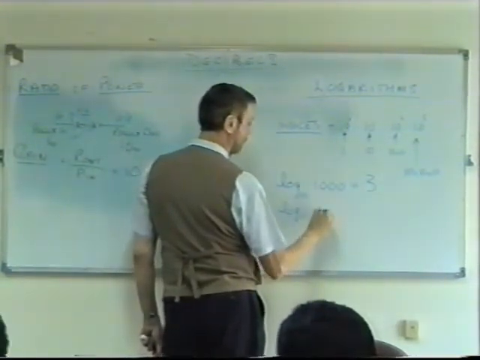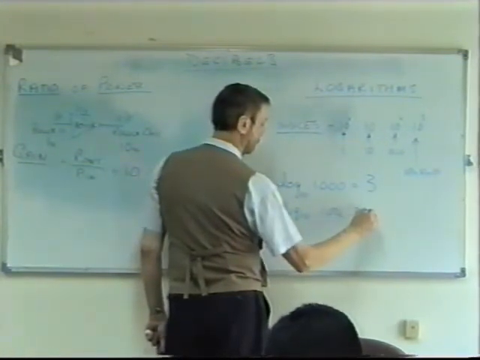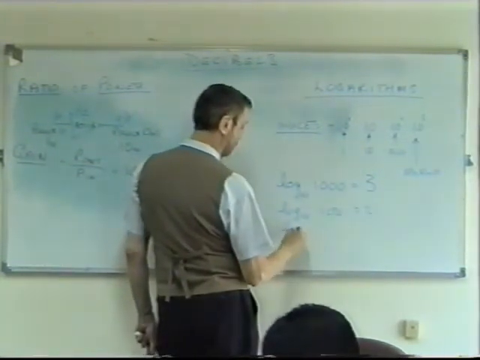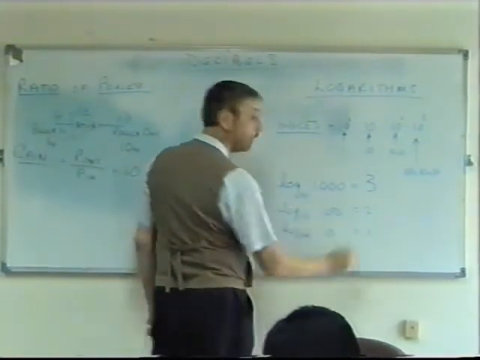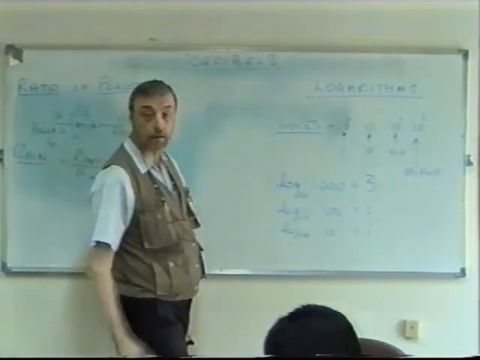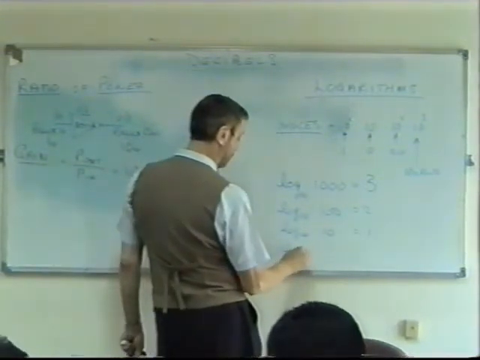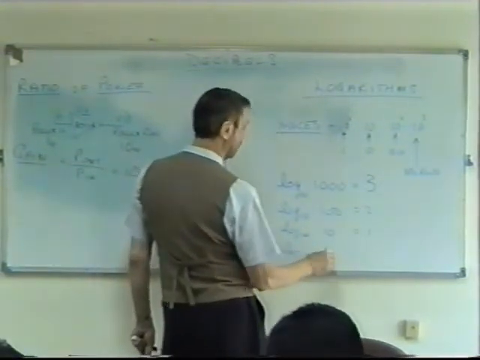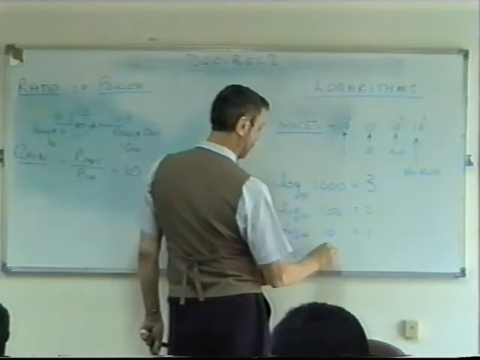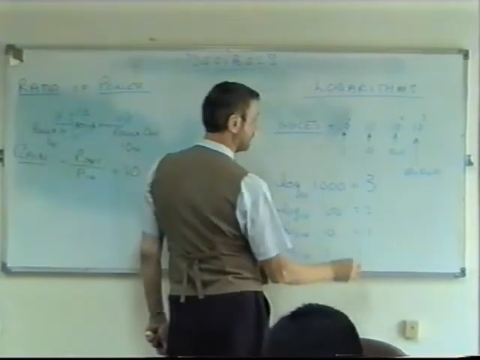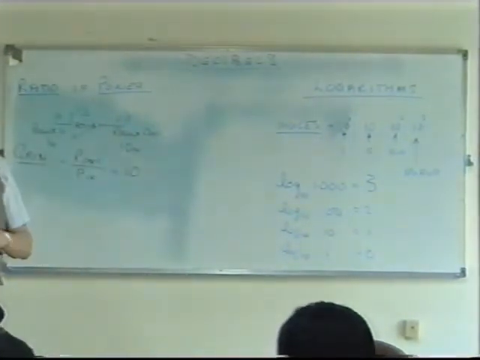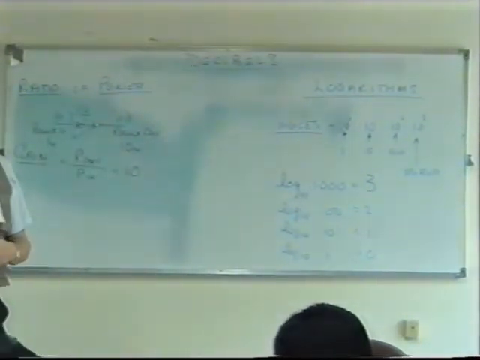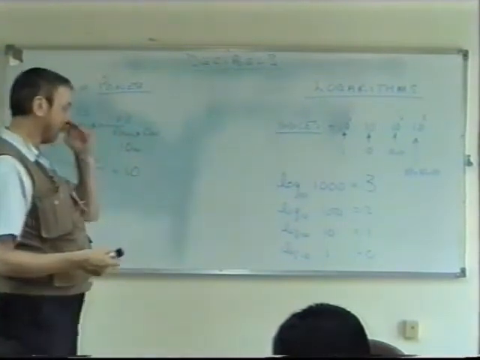Logarithm to the base 10 of 100 is 2. Logarithm to the base 10 of 10 is 1. Agreed. And logarithm to the base 10 of 1 is 0. Do you see how we've converted the two? Right. Okay.